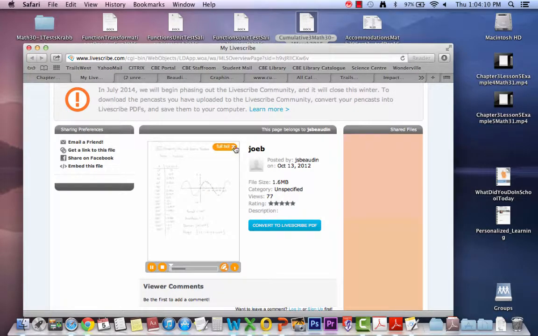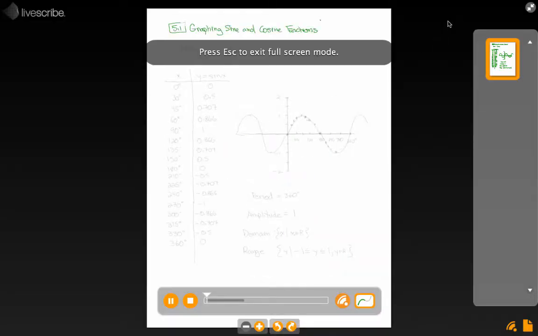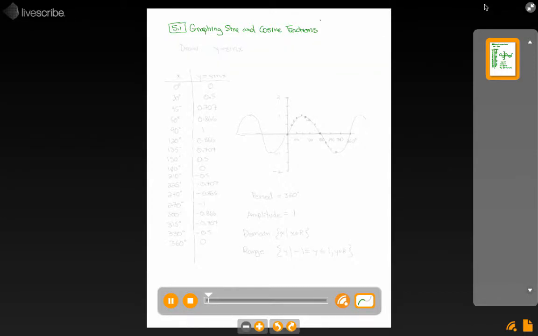Next example comes out of section 5.1. The section is called Graphing Sine and Cosine Functions, and in this first example we're going to actually draw y equals sine x. To do that, we're going to start off with a table of values.